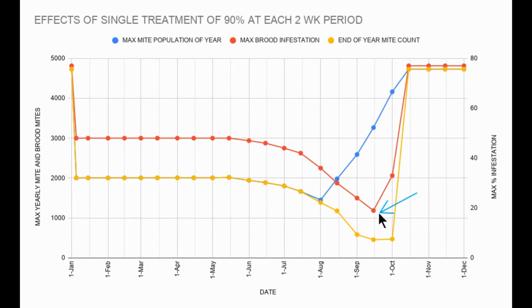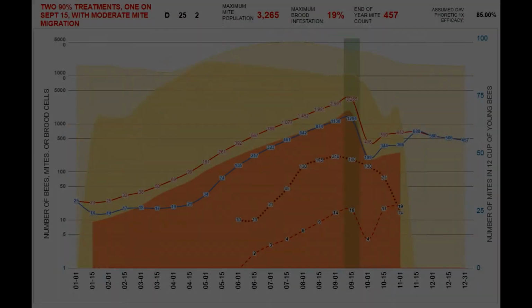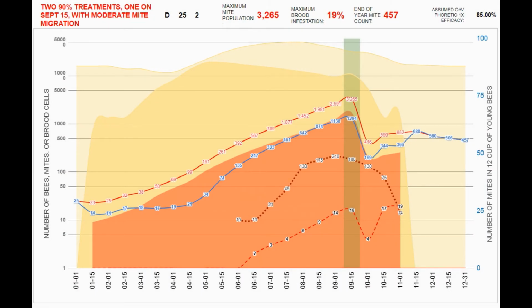So next step is to say we're going to pick that date, and let's try an experiment 2 where we go through and try to figure out its best timing to work with this particular timing. Experiment 2, two 90% treatments, one of them being on September 15th, with moderate migration. So you see the 9/15 treatment established for the best of the single treatments, with its values above. Now we're going to go down methodically through each of the two-week periods with the second treatment and see how that affects the numbers. So again, we're looking for the best of show on a second treatment.